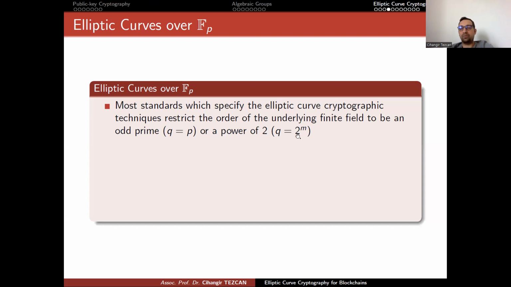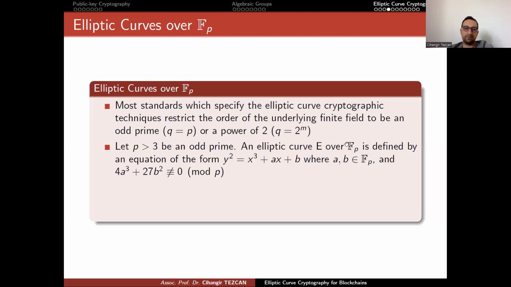For instance, instead of 2, you can choose another prime like 7. So you can have elliptic curves over q equals 7 to the power m. But this will mean that you can define many, many elliptic curves. But the idea of a standard is that you would like to stick to just a few. This is why all of the standards only focus on these 2 cases. So let's focus on the first one.